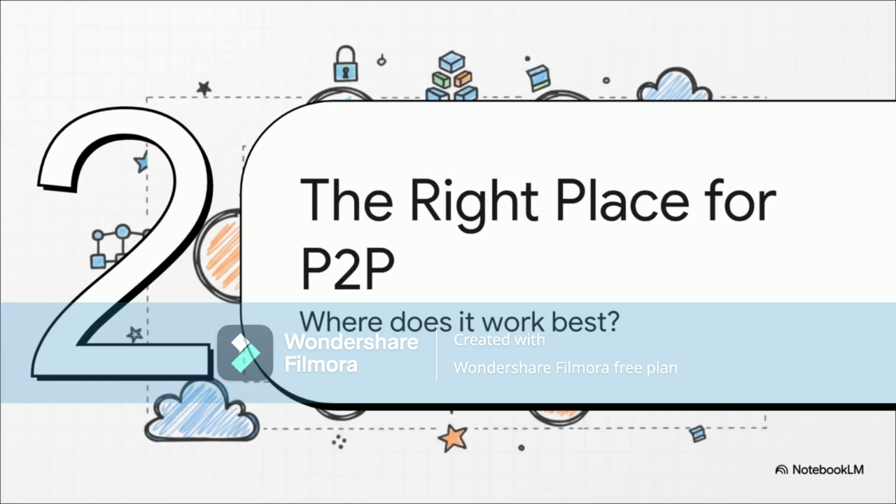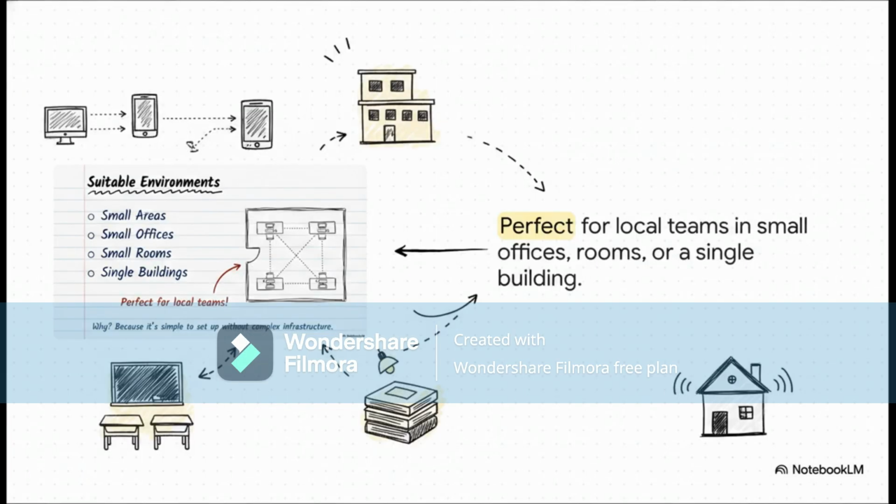Okay, so we've established that P2P networks are pretty powerful, but where do you actually use them? Because, let's be honest, they're not the perfect solution for every single situation. They really have a specific place where they shine. P2P is absolutely perfect for small-scale stuff. We're talking a small office, a classroom, your study group in the library, or even just connecting a few devices in your own house. And why is that? It's simple. They're super easy to set up, and you don't need any expensive, complicated server equipment.